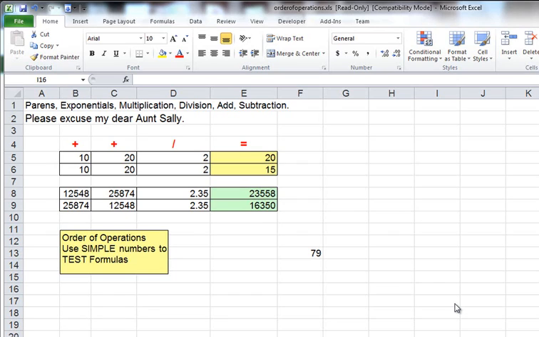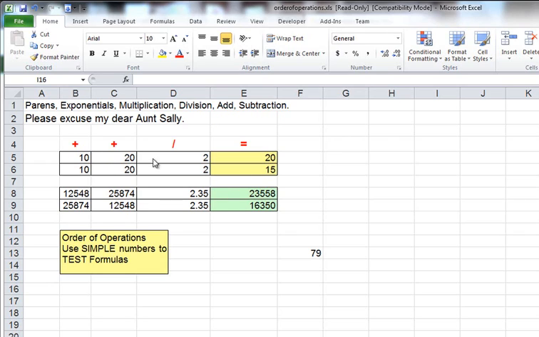Hello, hello. This is going to be my take on the topic of order of operations in math. You see up here it has parens, exponentials, multiplication, division, add, subtract. That order of operations can be remembered by this phrase: Please excuse my dear Aunt Sally. Parens, exponentials, multiplication, division, addition, subtraction. That's the order in which math computes.